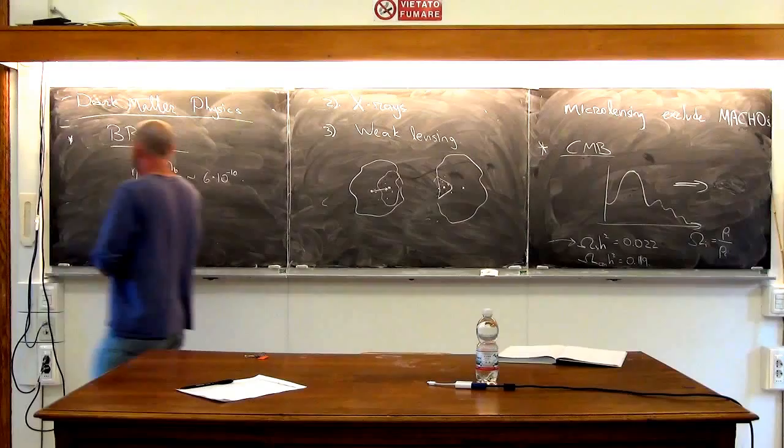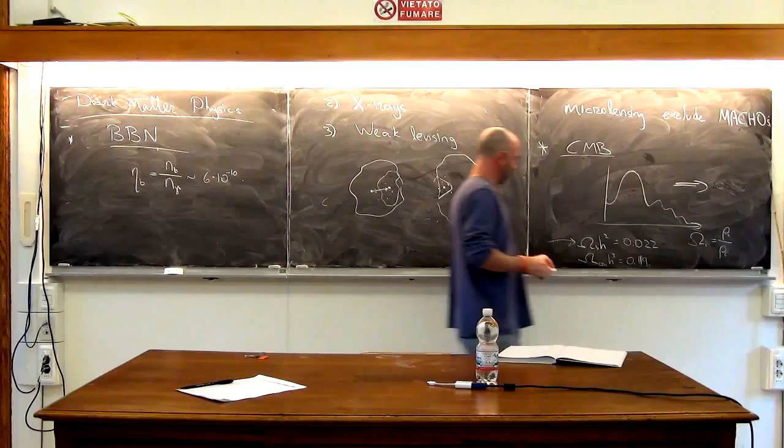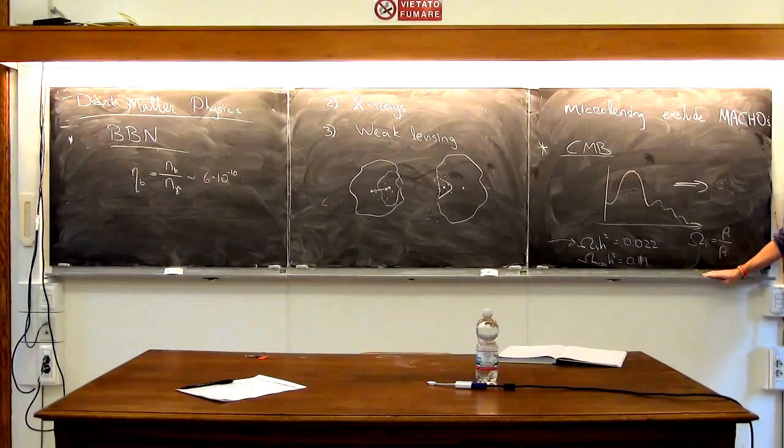So I'm rushing through the evidence because I think the most important part here is just to take the following. We have evidence from all kinds of scales, from galactic to the whole size of our universe, that there is something going on. We're missing just regular matter.